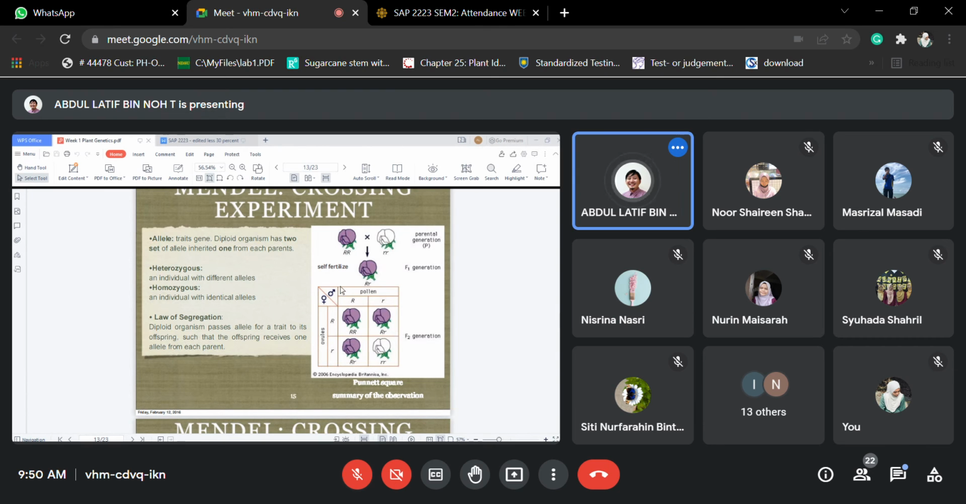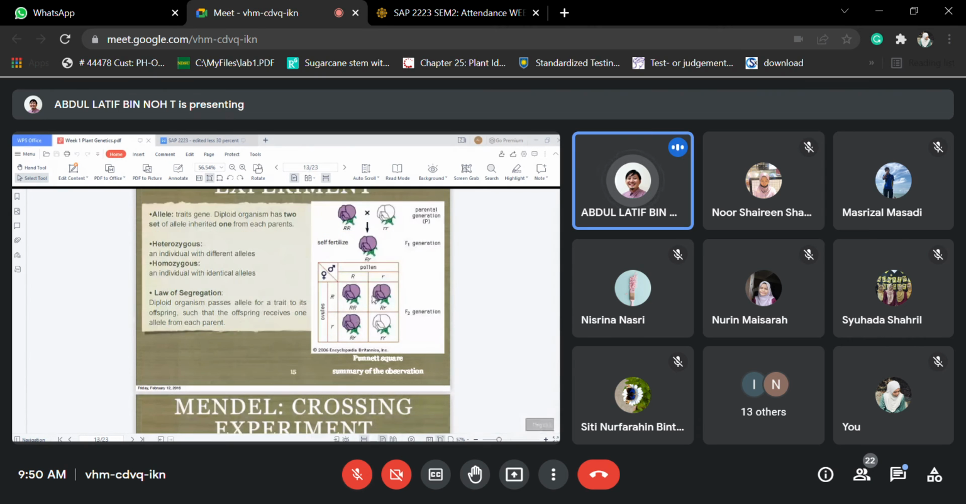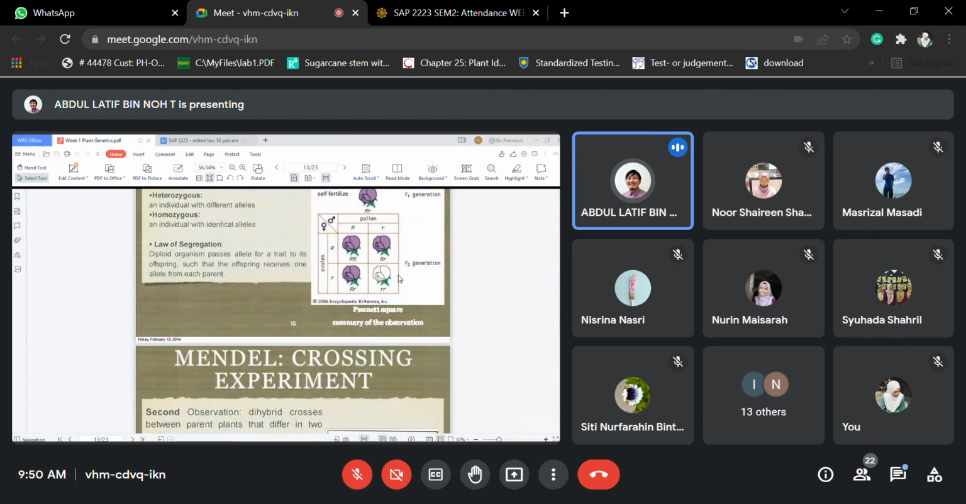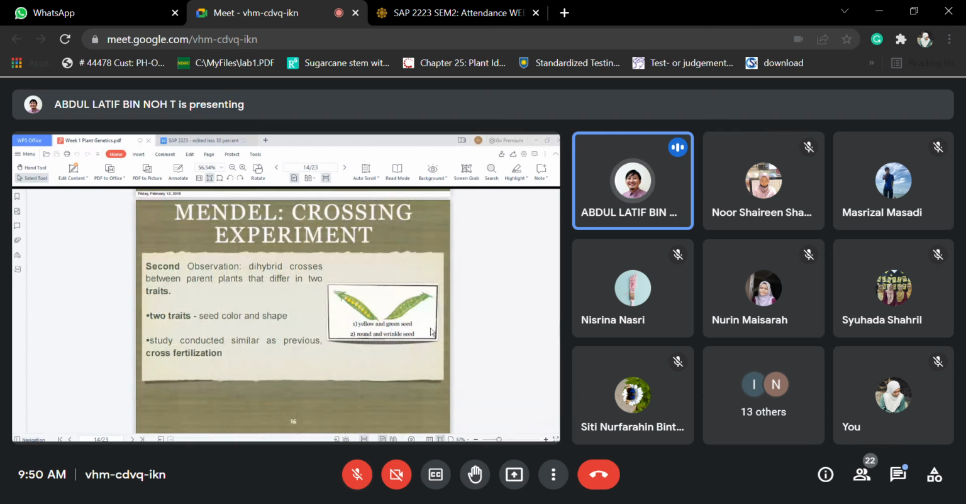Right. Dia akan dapat lah. So this is hasil dia. 3:1 ratio. From this particular experiment, right? From this particular experiment, Mendel tried to assimilate the similar observation in pea plants, right?